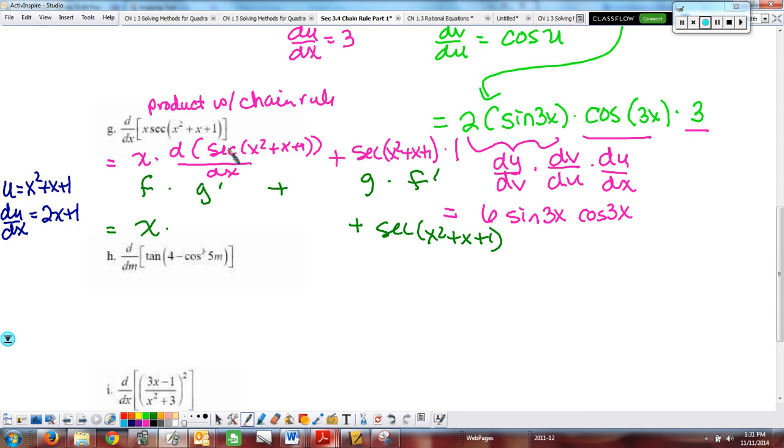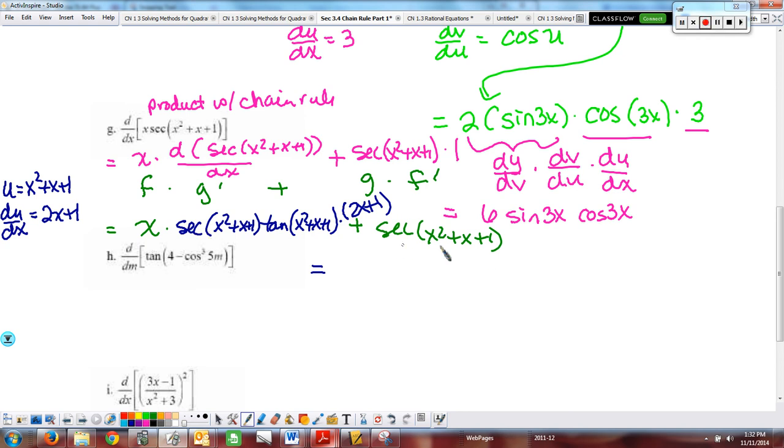So now I'm going to take the derivative of secant of u. The derivative of secant is secant tangent. So I'm going to do secant of u, x squared plus x plus 1, tangent of u, x squared plus x plus 1, and then don't forget you've got to multiply that by the rate of change of your inside function, 2x plus 1. So as you can see, this can get fairly complicated fairly quickly.